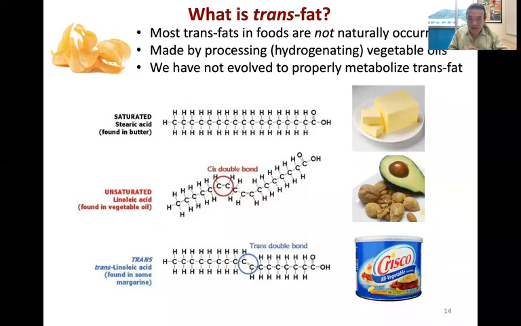It might have sounded like a good idea at the time as a cheap way to make potato chips or vegetable shortening like Crisco, to make your food taste better. But in reality, it's not what our bodies naturally expect, and they don't naturally know how to deal with it.